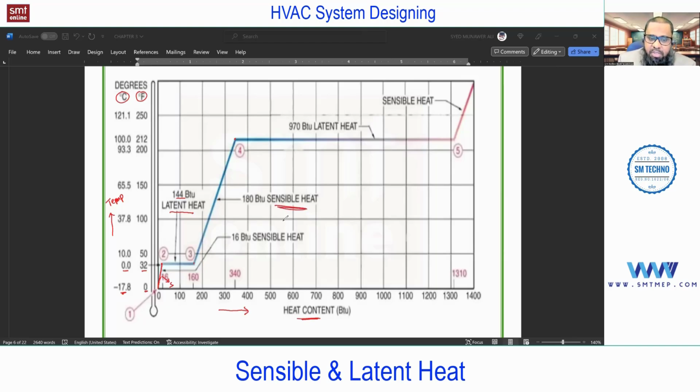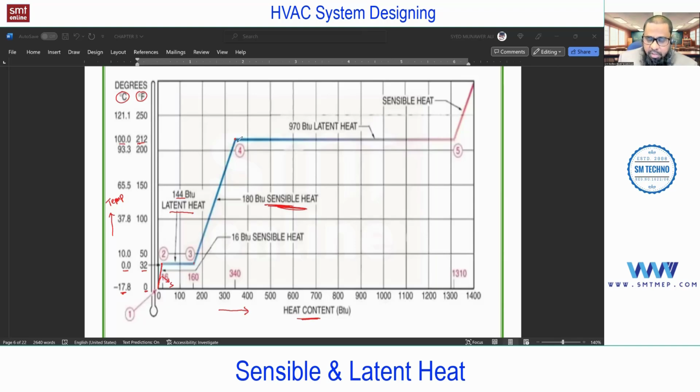Sensible. And how many BTUs are required? 180 BTUs are required to heat that water up to what? Up to the boiling point. And you know, this 212 degrees Fahrenheit or 100 degrees centigrade is the boiling point of water. So at this point, the water is ready to evaporate. So this phase we can consider as sensible, because adding the heat will increase the temperature without changing phase.